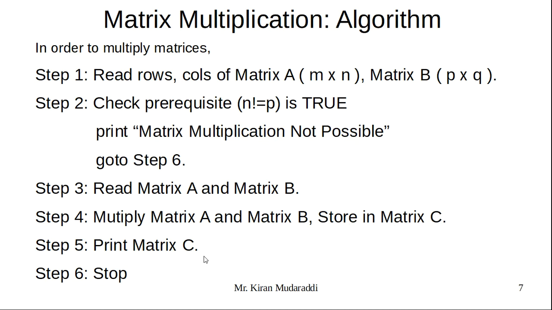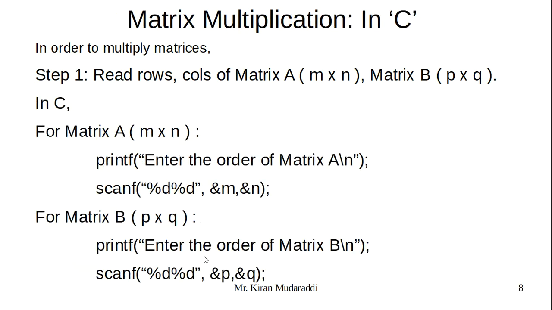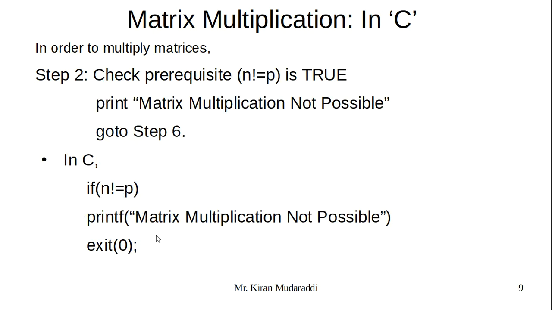So let us understand each step and how to do it in C programming language. For reading the order of the matrices, we are using the scanf statement. We are reading M and N, and we are reading P and Q. Later, in the second step, we are checking the prerequisite. If N is not equal to P, then matrix multiplication is not possible and we are stopping the program by using exit 0.